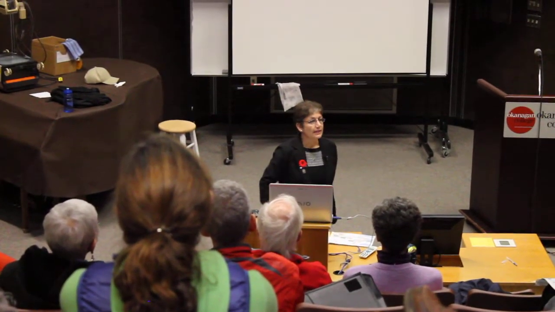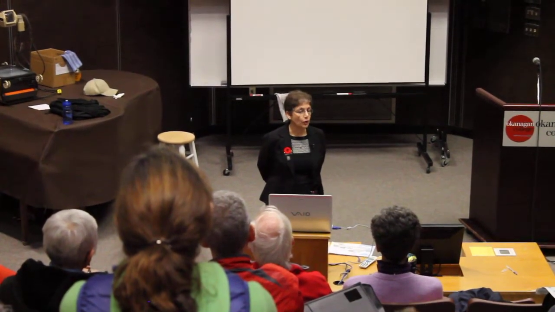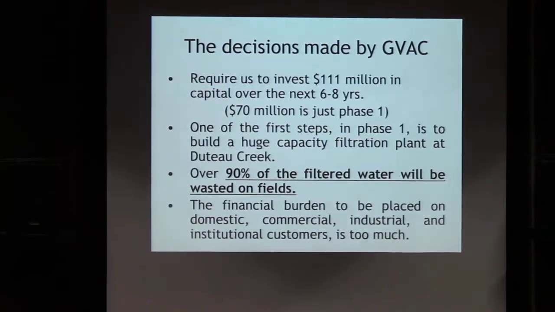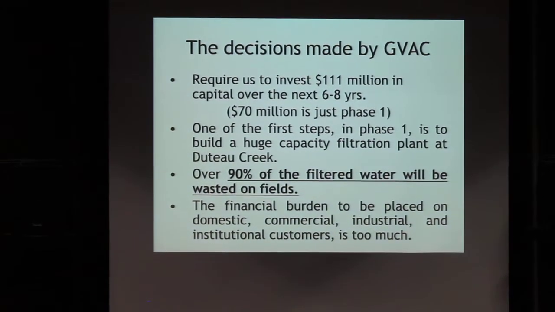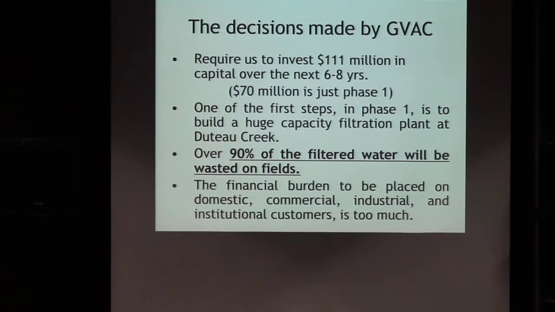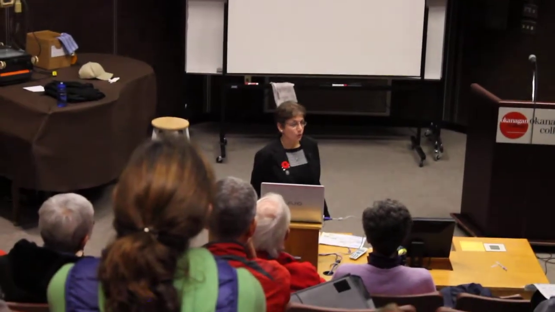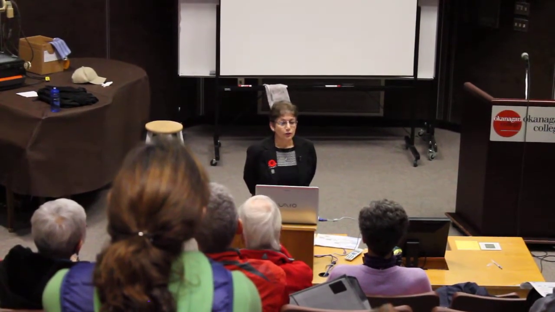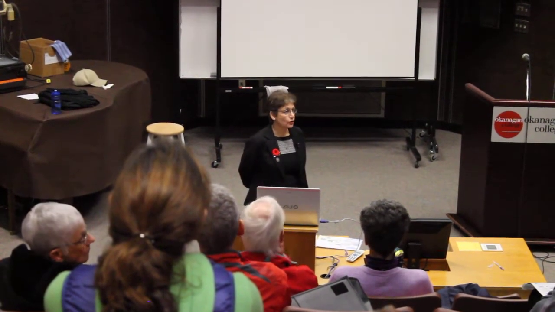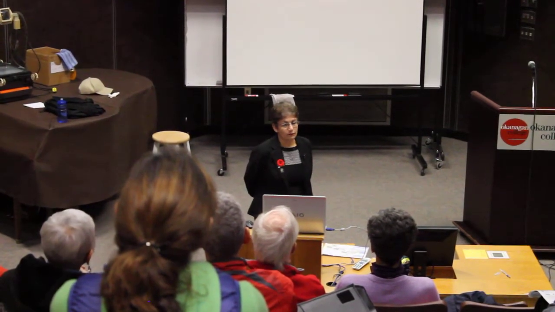The decision that GVAC had made, so in February, they had already voted, they chose one of the options that was given to them as a Master Water Plan option, and that option that they chose would have required us to invest $111 million over the next 6 to 8 years. $70 million that we're going to referendum for is just phase 1. One of the first steps in phase 1 is to build a huge capacity filtration plant at Duteau Creek. And over 90% of the filtered water will be wasted on fields.